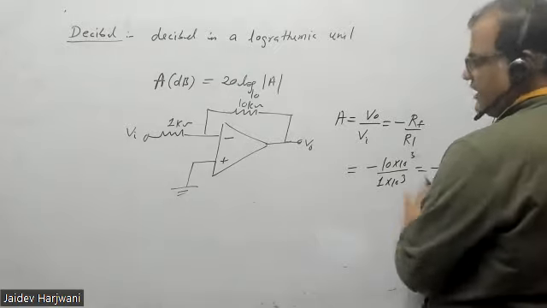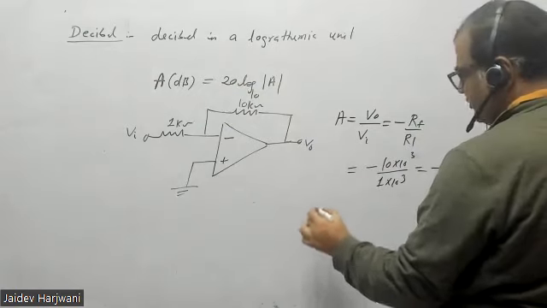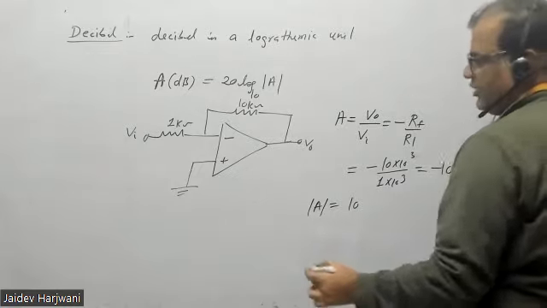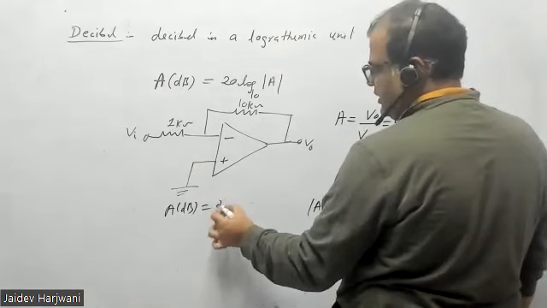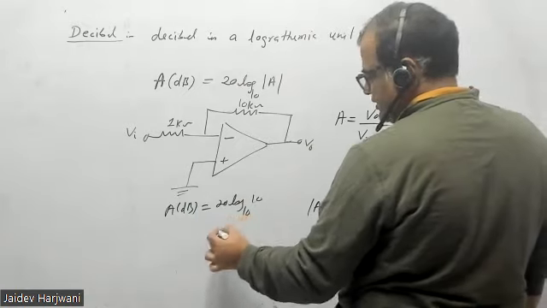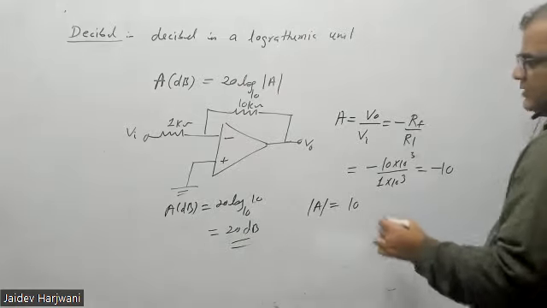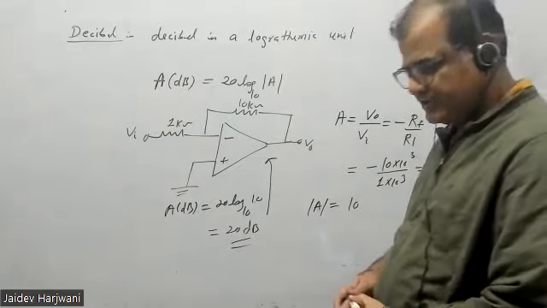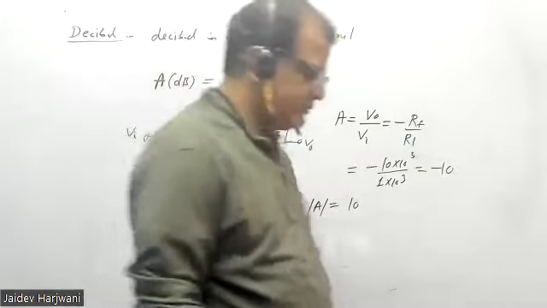Now this gain, if I want to write it in decibel, you take the magnitude of the gain, 10, and that will be 20 log 10 of 10. Log 10 is 1, so the value becomes 20 dB. So the gain of the circuit is 20 dB. Sometimes in a question they will give the value in dB. That means at that time you take the log.